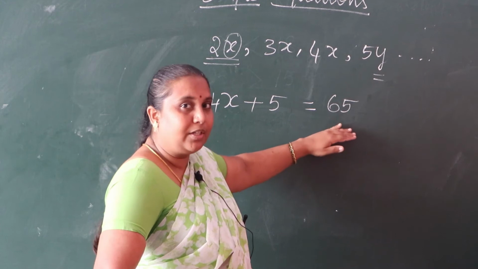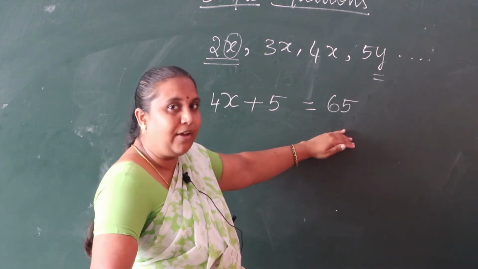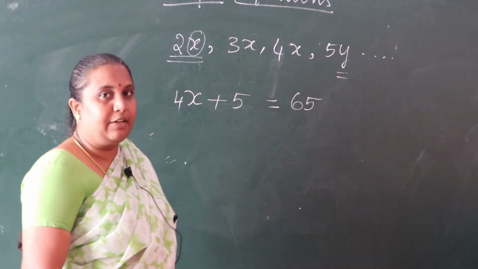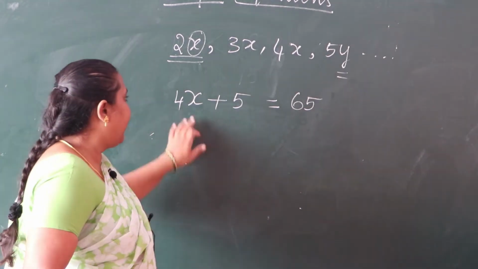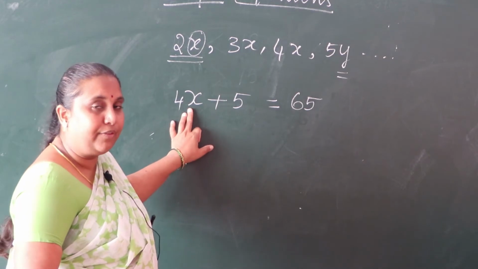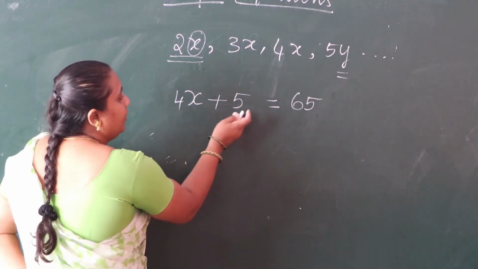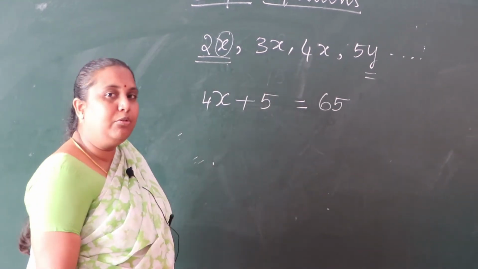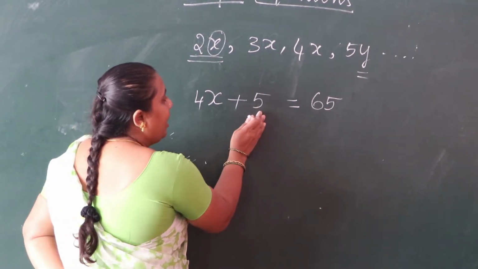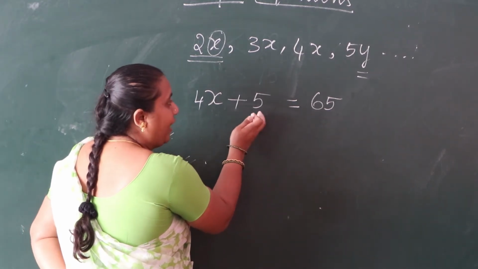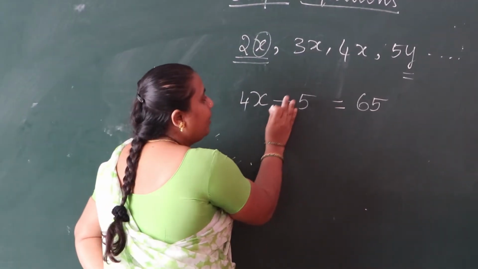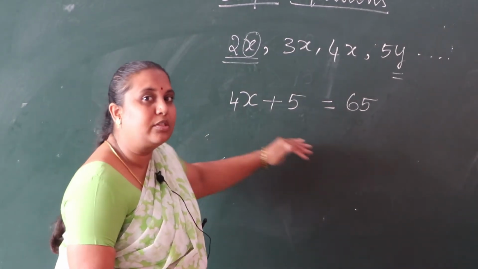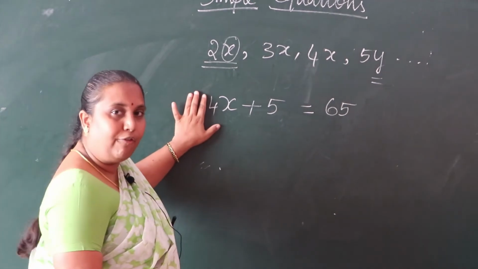If the total you have is 65, that means 4x plus 5 equals 65. Now how do you get the number 15? You should remove the numbers along with the variable. How to remove? We subtract 5 on both sides, which removes this 5, and we divide by 4 on both sides, which removes the 4.